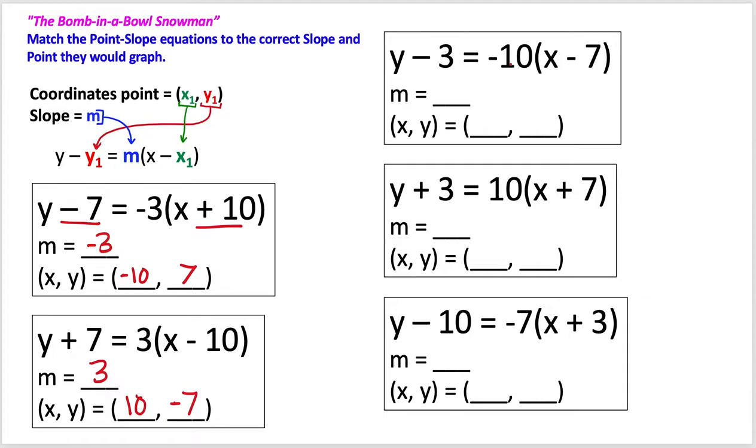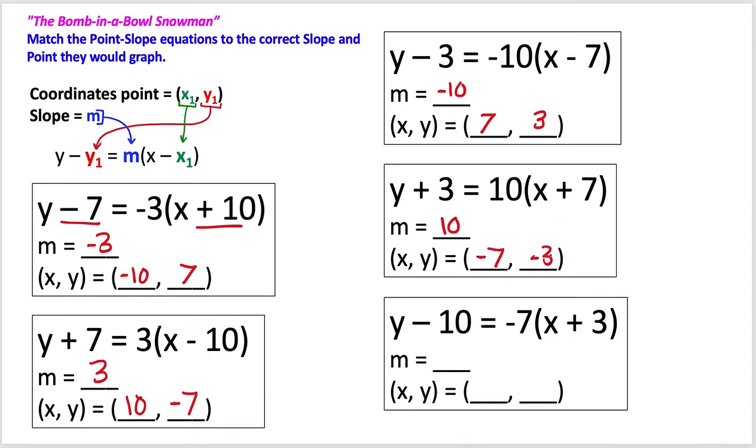So here we go. Slope is negative 10. Y minus 3 would be a positive 3 for a y coordinate. X minus 7 would be a positive 7 for the x coordinate point. So again, the more and more of these you do, the more and more you realize the pattern isn't that hard to figure out. 10 is my slope. Plus 3 means negative 3. Plus 7 means minus 7.